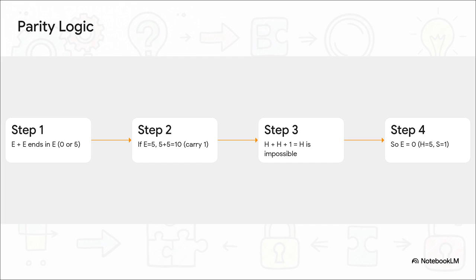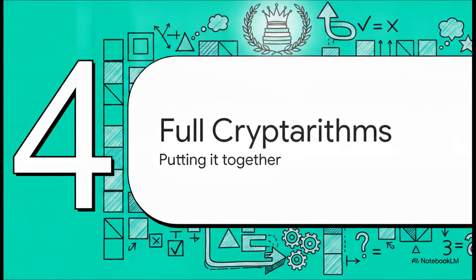If E is 5, we generate a carry of 1 into the tens column. Then we'd have H plus 1 equals H. But mathematically, if you add a number to itself and then add 1, you cannot get the original number back. It totally breaks the system. So E cannot be 5. It has to be 0. And if E is 0, then H plus H equals a two-digit number starting with S. S must be 1. And what single digit added to itself gives a number starting with 1 and ending in 0? 5 plus 5 equals 10. So H is 5, S is 1. Boom. Solved.